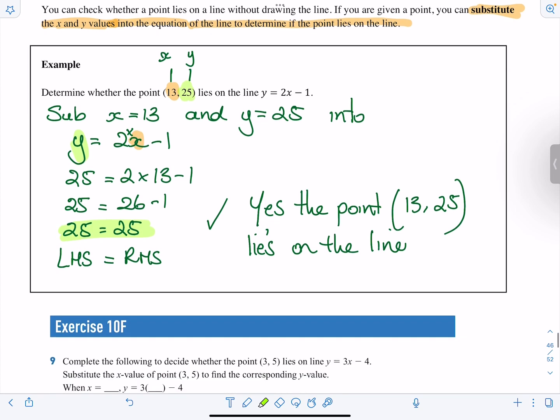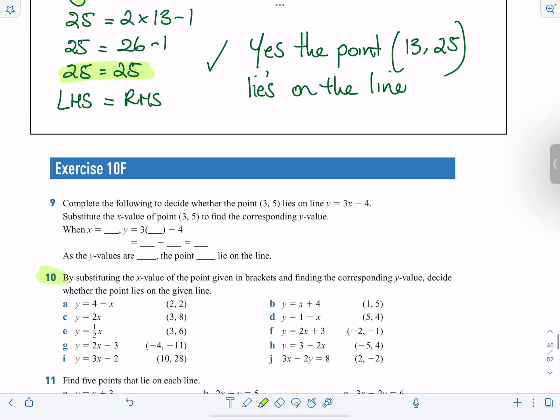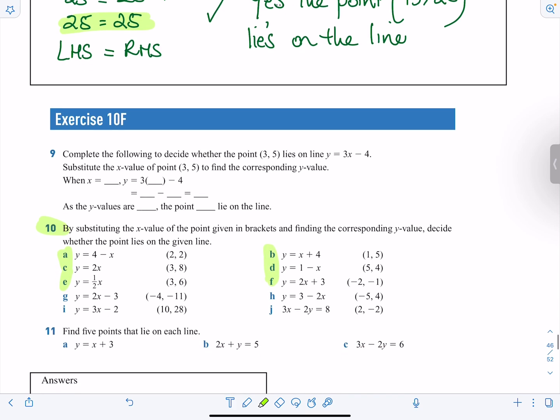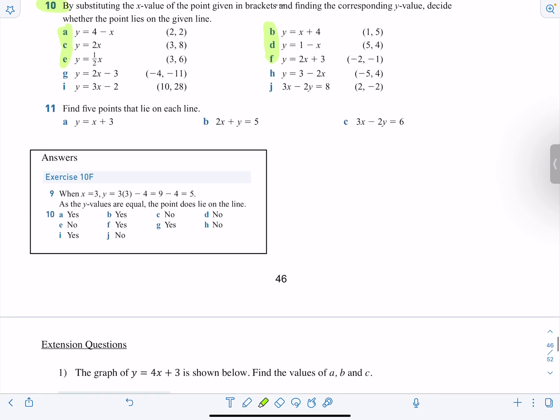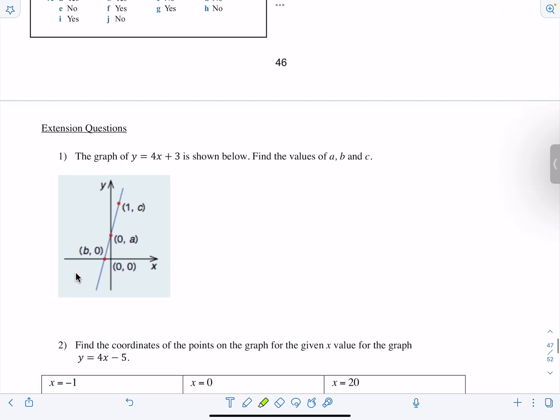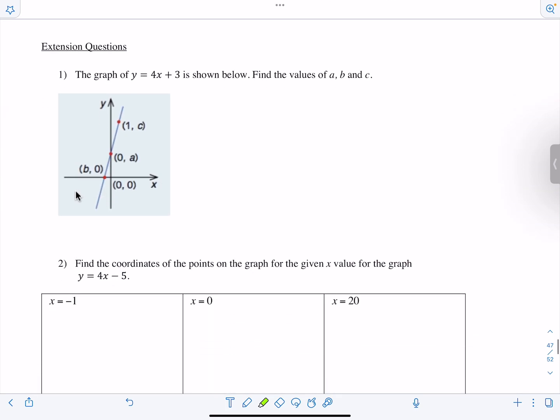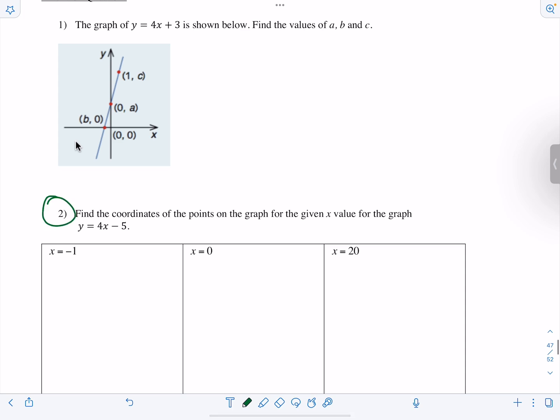Okay. For your exercise, I just want you to do 10, and I want you to do A to F. Don't worry about doing any other ones. Let me go into the extension question because this one is not so bad. So let's go to question 2.